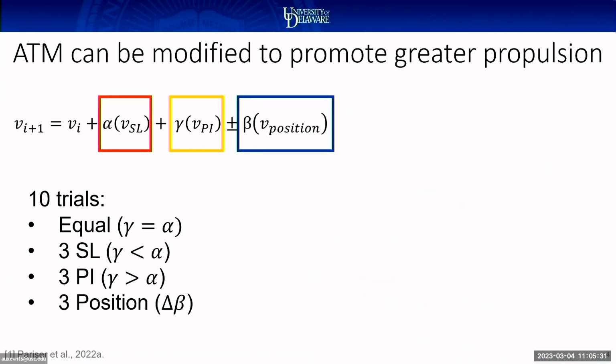So we started with some experimental trial and error with 21 young healthy adults walking on what we call different modifications of the adaptive treadmill. For these modifications, we changed the values of the gains on each of these terms, alpha, gamma, and beta, to try to really emphasize those terms and the importance of those terms on the overall belt speed. So we had 10 different trials: an equal condition where the gain on step length and propulsive impulse were equivalent, 3 conditions where we increased the gain on step length, alpha, and 3 conditions where we increased the gain on propulsive impulse, gamma, and then some conditions for position.